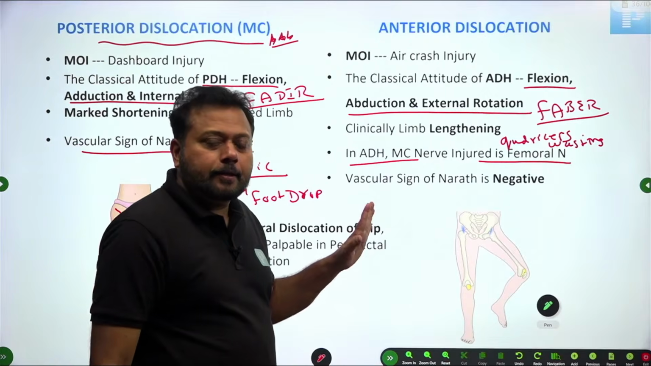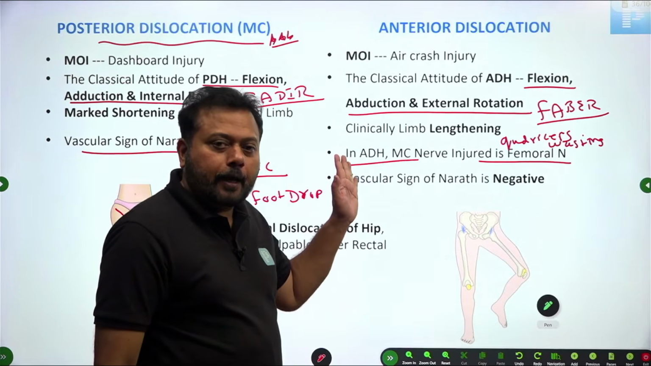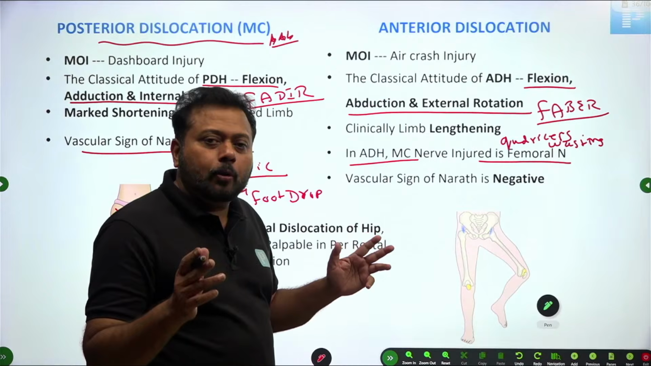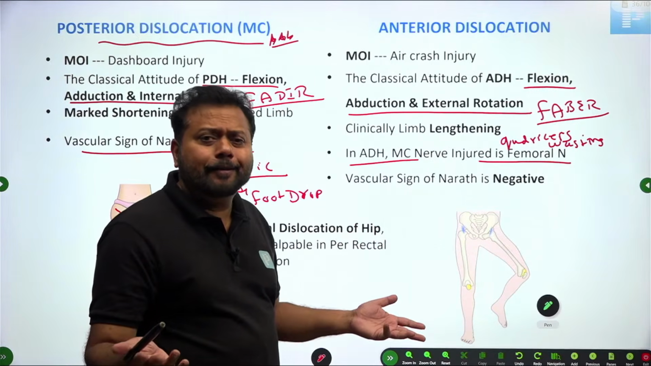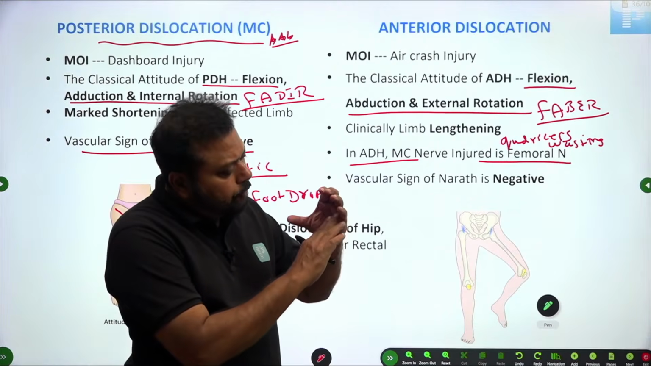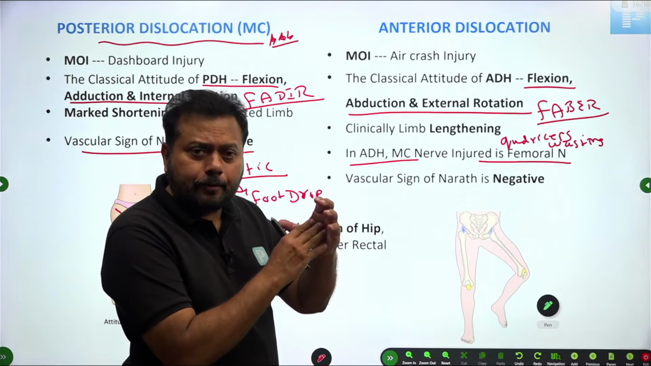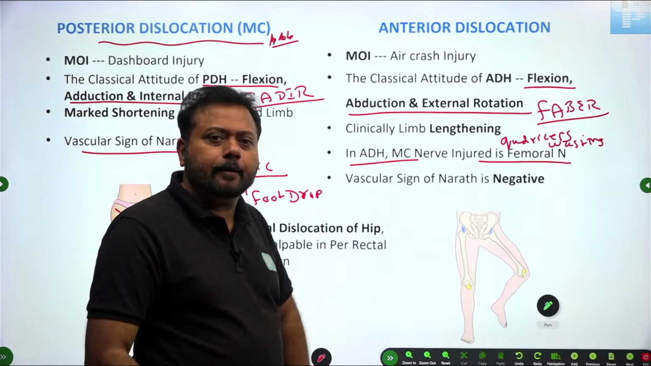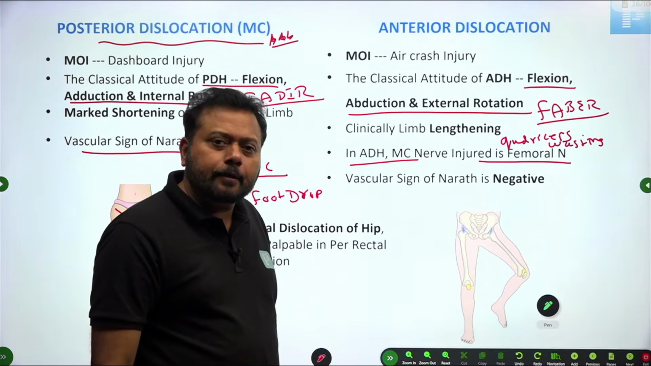Okay. So this is posterior and anterior. Central dislocation hip, I said attitude of the lower limb is not at all altered, because what is central dislocation? The floor of the acetabulum is fractured. Head of the femur enters the acetabulum into the pelvic cavity. That is called central dislocation hip.